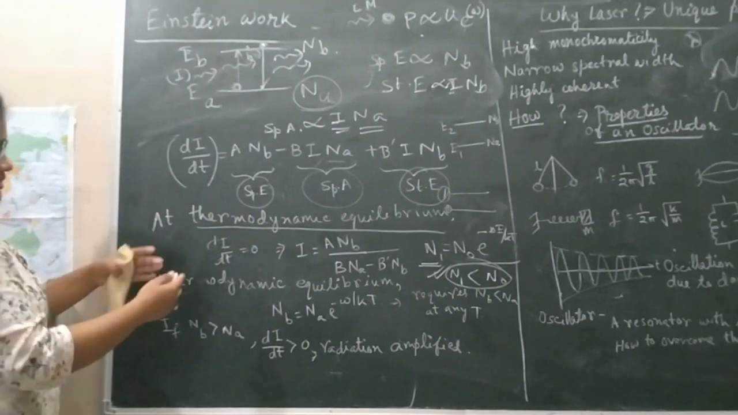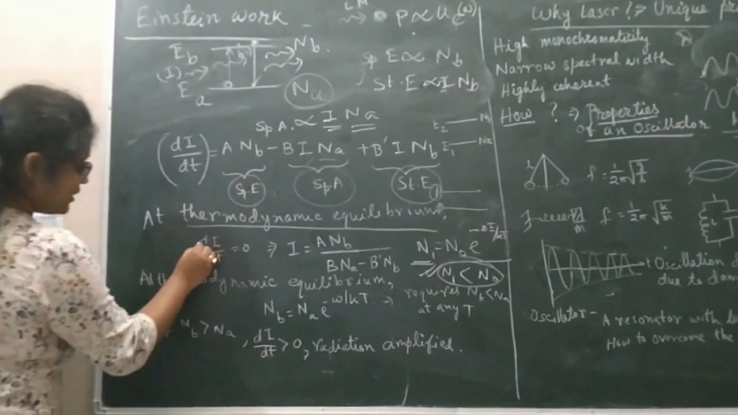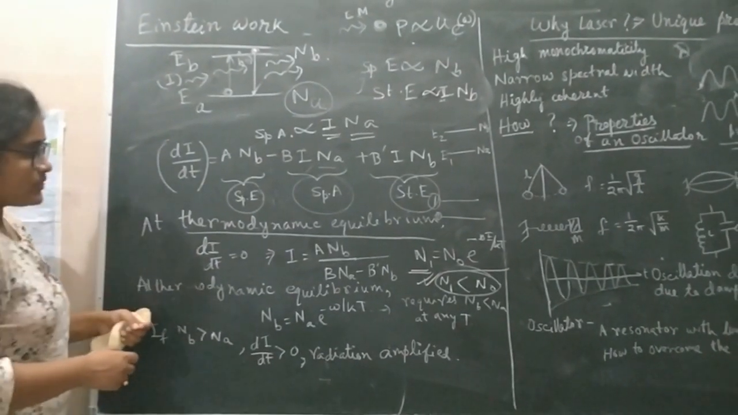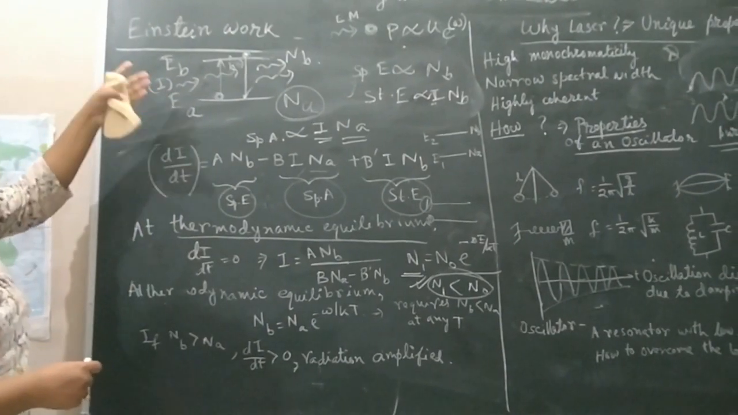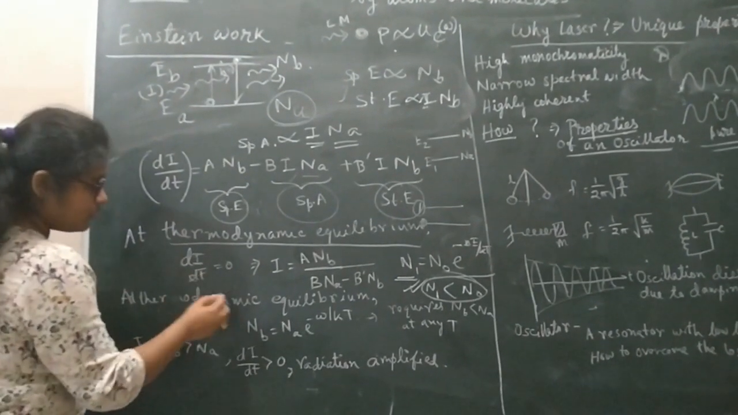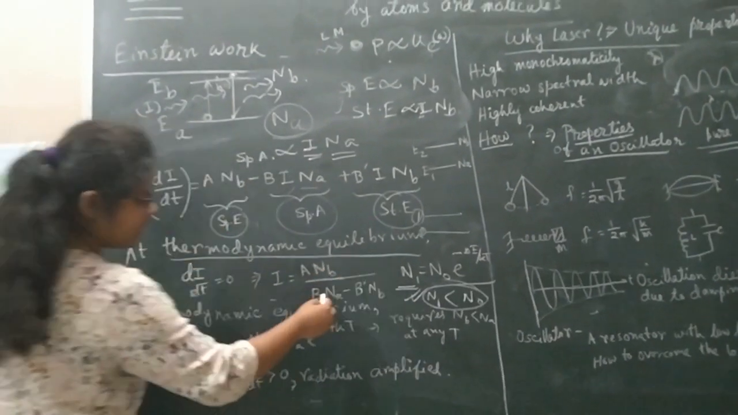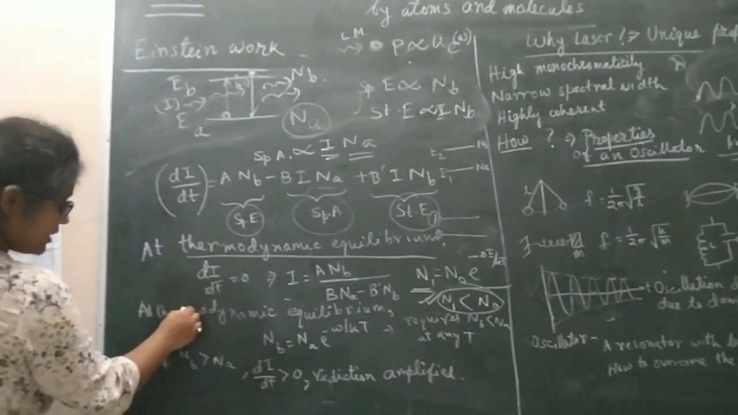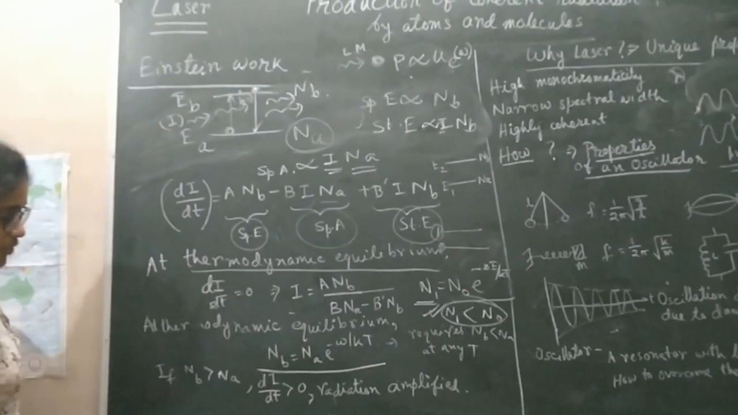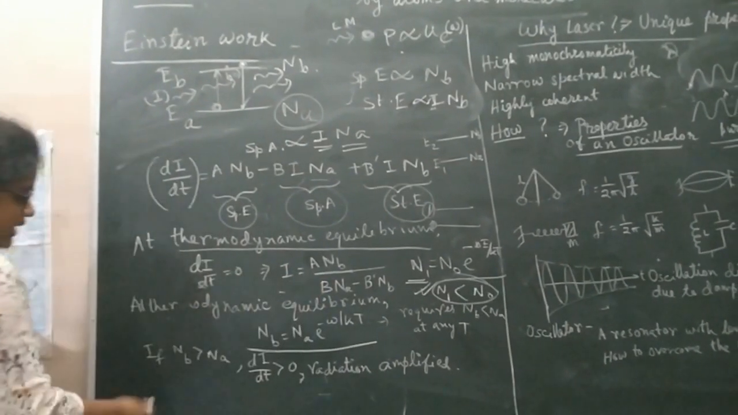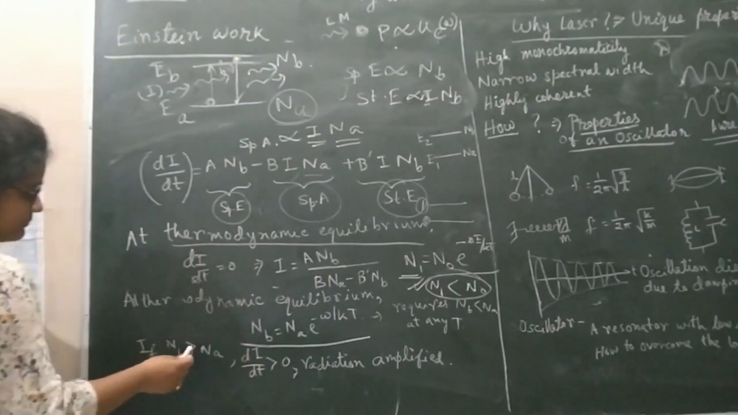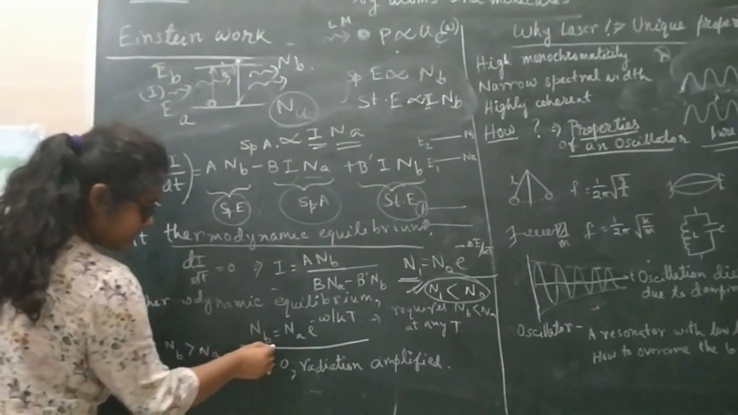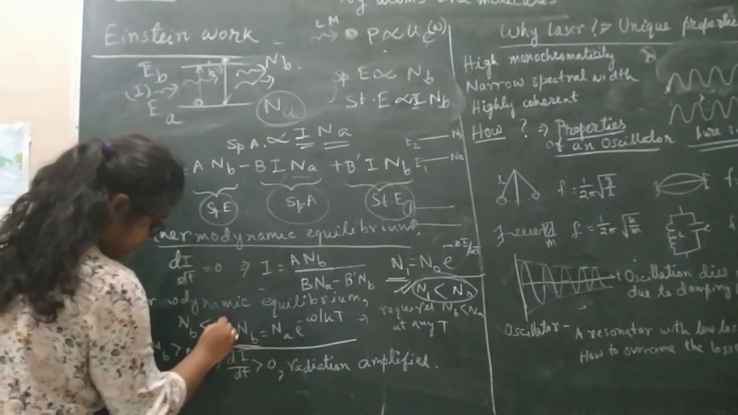Okay, now let's see what happens. At thermodynamic equilibrium, dI/dt is 0, that is, the rate of emission is equal to the rate of absorption. So dI/dt should be 0. You will get I equals A Nb by (B Na minus B prime Nb). Now, at thermodynamic equilibrium, this follows the Maxwell-Boltzmann law. So if this is satisfied, then at thermodynamic equilibrium you don't get any population inversion, because Nb is always less than Na.